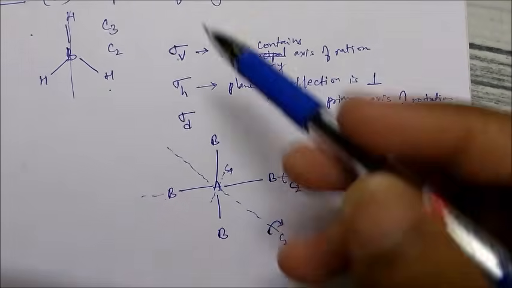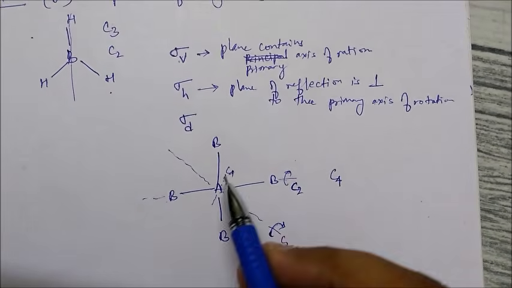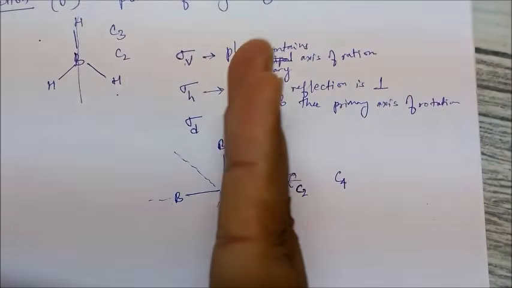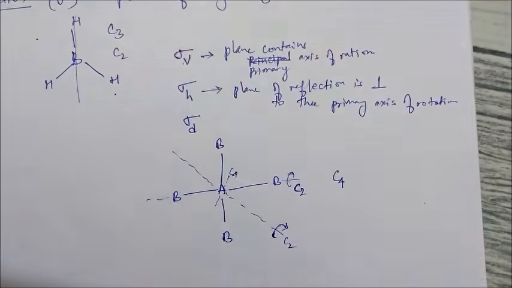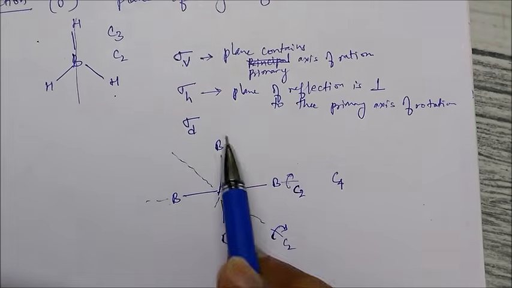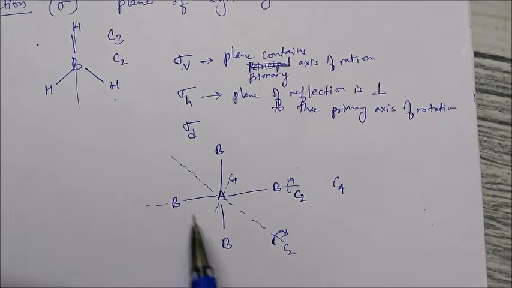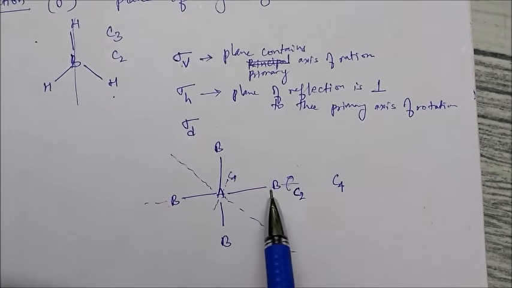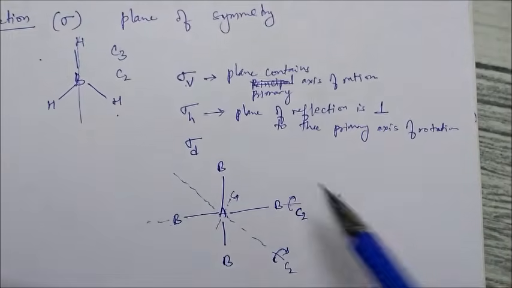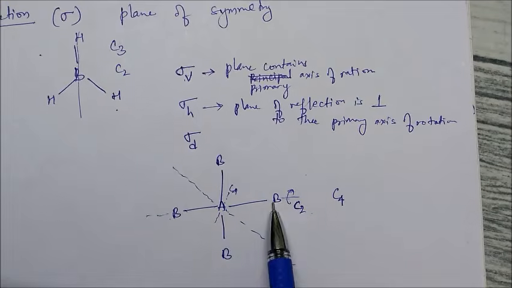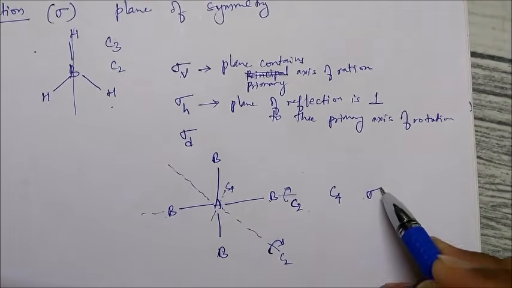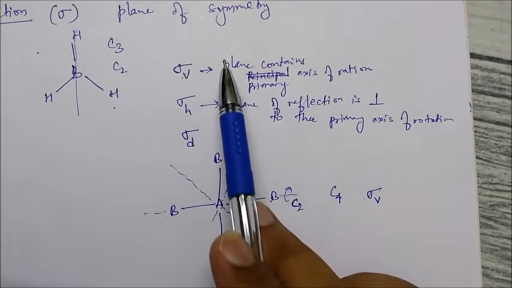We have all three types of planes present here. Let's check how. The first plane will be the plane passing through like this. The plane which cuts this B, A, and B, all three atoms, reflects this B to this. That will be one plane. Another plane will be like this, cutting this B, A, and this B, and reflecting these B's.